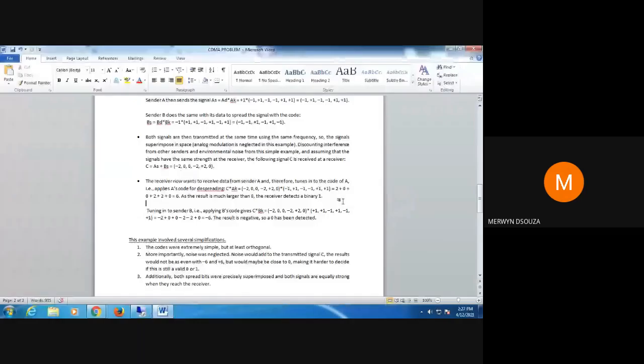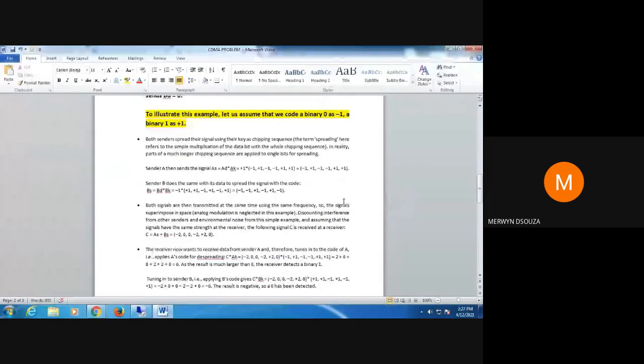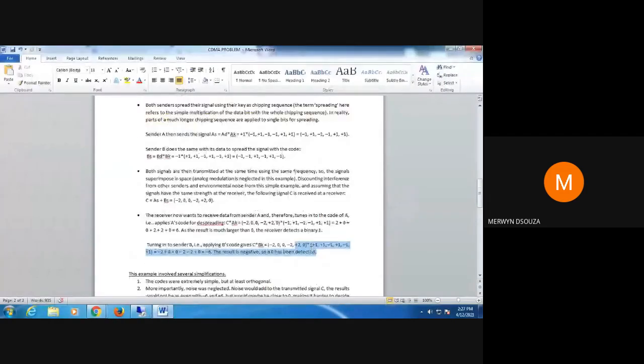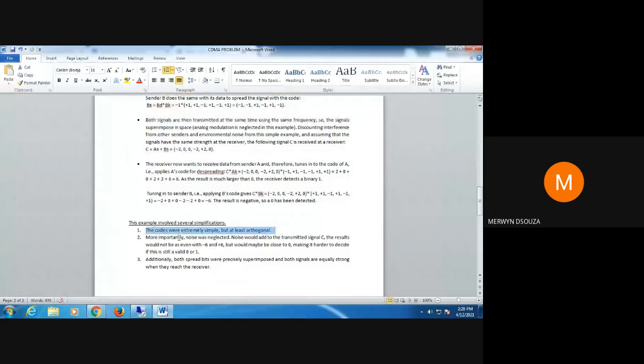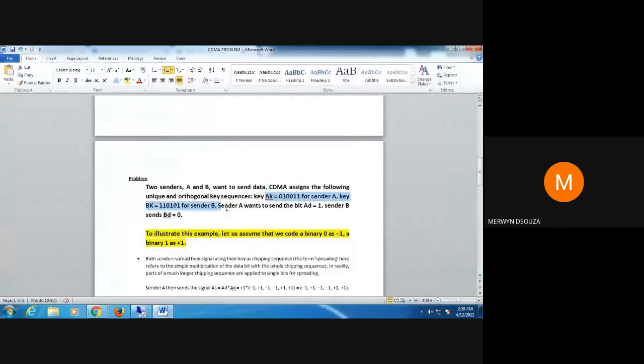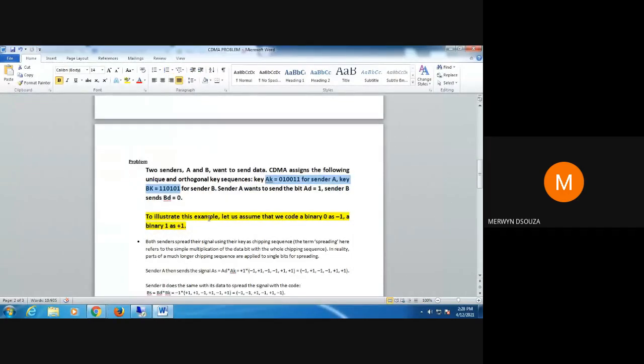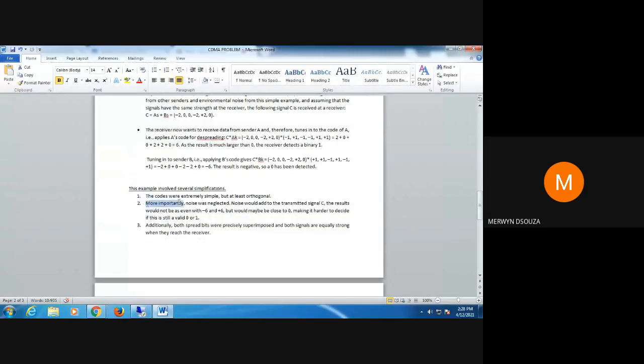CDMA. Now, when we were discussing this problem, we had first decided not to include any of the complexities. For example, we took orthogonal codes. They were very simple codes. These two codes taken for station A and station B were simple, and they were orthogonal. Similarly, the possibility of noise was neglected.